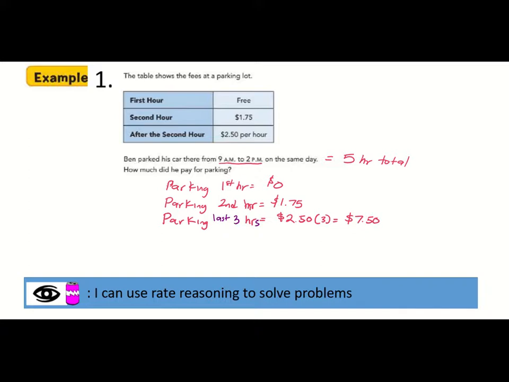So to figure his total cost, we would add $1.75 plus $7.50, and that gets us to a total of $9.25. So Ben paid $9.25 for parking from 9 a.m. to 2 p.m. on the same day.